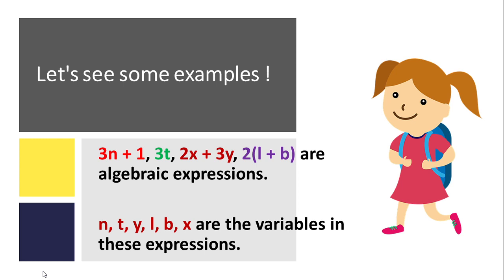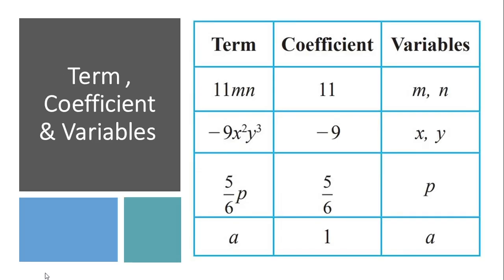Then let's see a few more examples. Like here we have 3n plus 1. So what is it? n is a variable, 3 and 1 are the constants. Then 3t, t is a variable, 3 is a constant. 2x plus 3y, 2 and 3 are constants, x and y are the variables. Then 2 is a constant, l plus b are the variables. Okay, so what is this? These are the examples of algebraic expressions where variables and constants you are able to see them together.